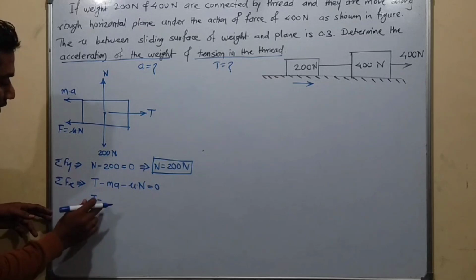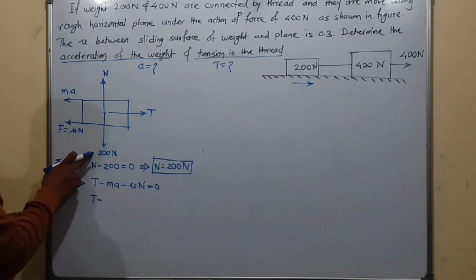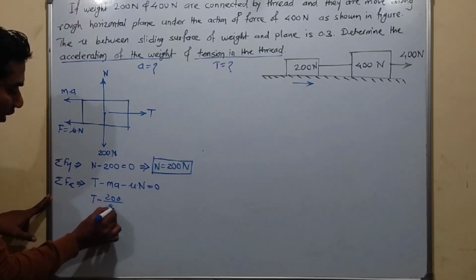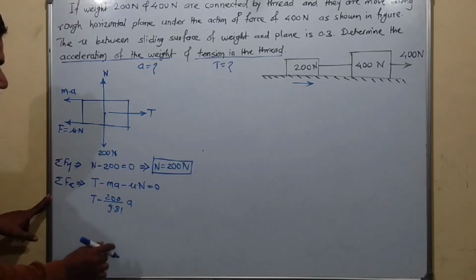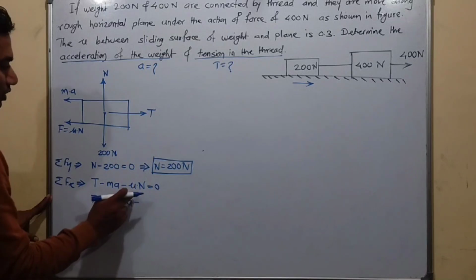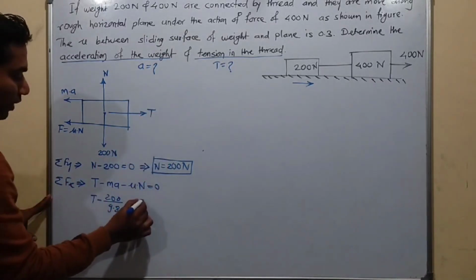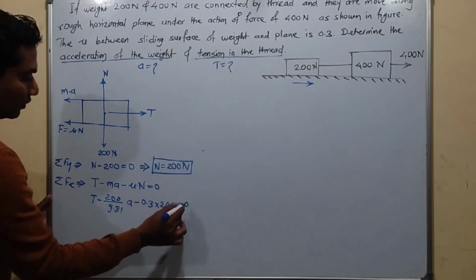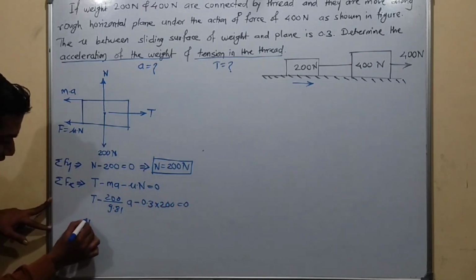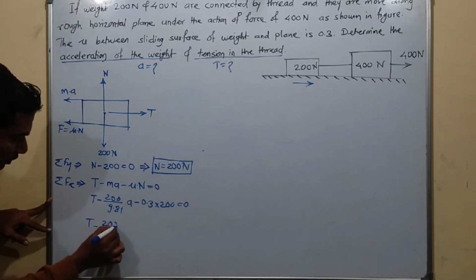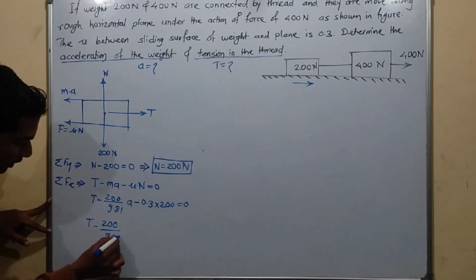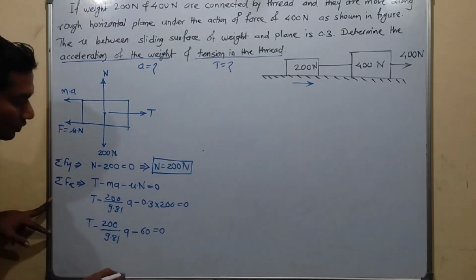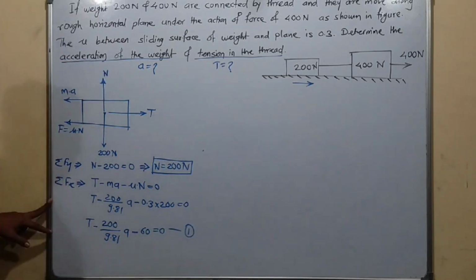So T minus M. Mass, this is the weight of the block 200, so mass will be 200 divided by 9.81 into acceleration, that is unknown, minus mu is given 0.3 and normal reaction is 200, which is equal to 0. So we will simplify this equation. So T minus 200 divided by 9.81 A minus 60 is equal to 0. So this is equation number 1.